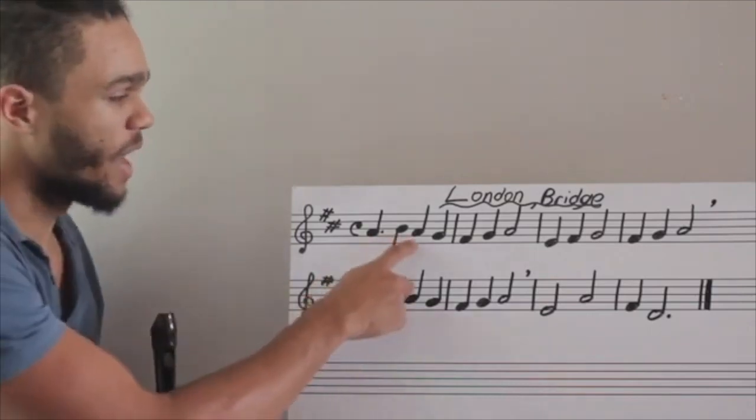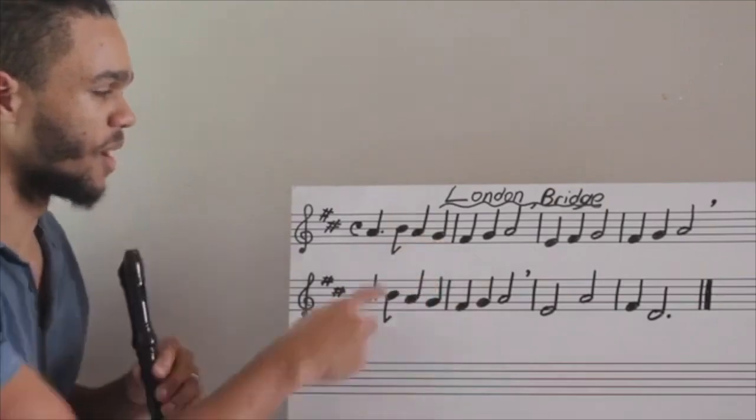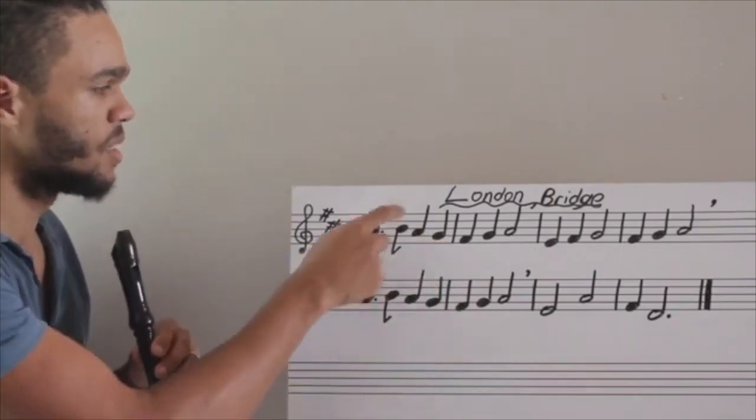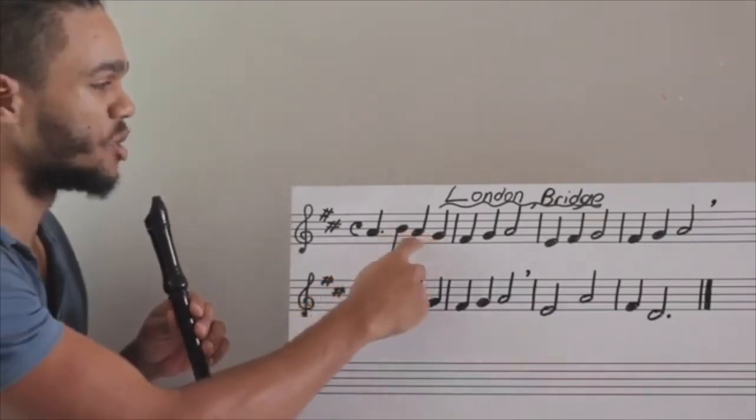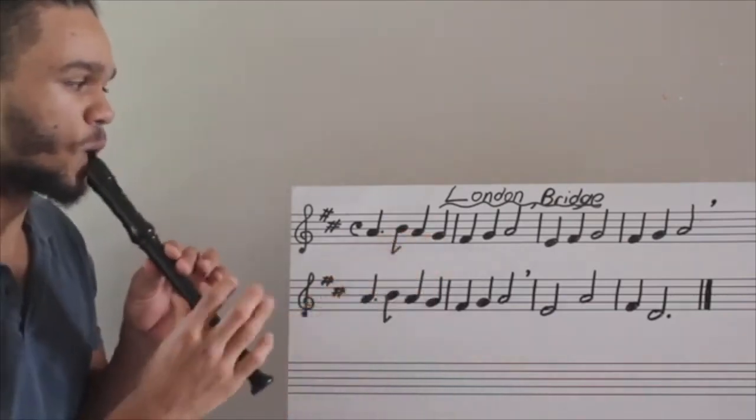Then we come back to our A and then to a G. Alright, so tum, ti, ta, ta. So we'll go A, G. Let's put that A and G together. 3, go.